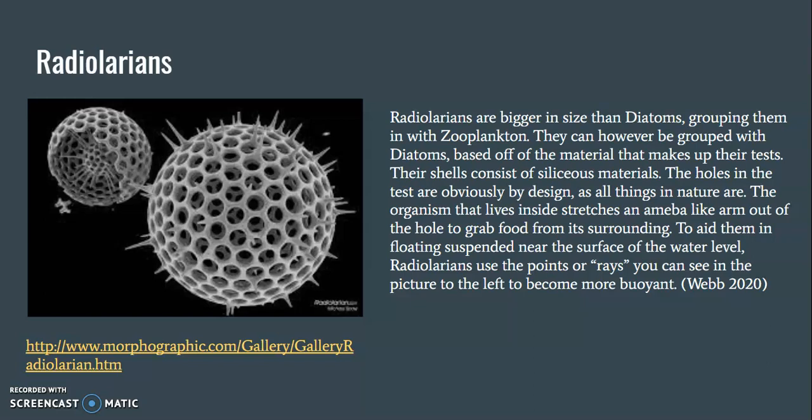Next, we'll be discussing radiolarians, which are bigger in size than diatoms, grouping them in with zooplankton. They can, however, be grouped with diatoms based off the material that makes up their tests. Their shells consist of a siliceous material like diatoms. The holes in their tests are obviously by design because all things in nature are. The organism that lives inside stretches an amoeba-like arm out of the holes in the shell to grab food from its surroundings. To aid them in floating suspended near the surface of the water, radiolarians use the points or rays, as you can see on their shells, to become more buoyant.